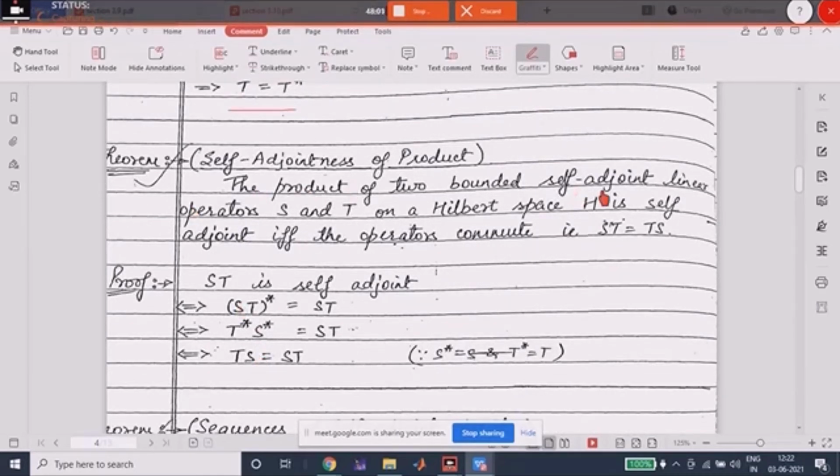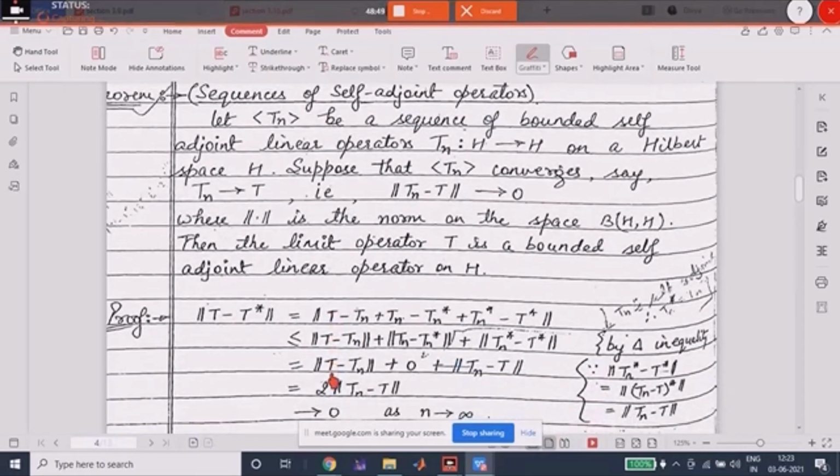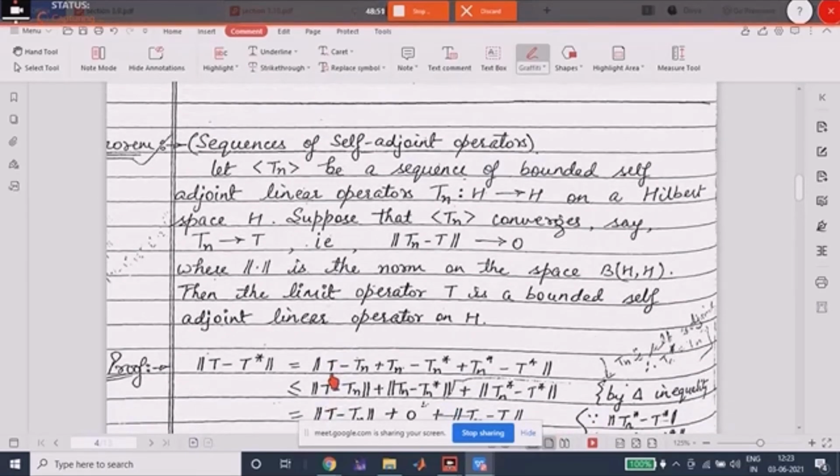Next we have a theorem, which is self-adjointness of a product. That means if S and T are two bounded self-adjoint linear operators, then the product is self-adjoint if and only if the operators commute, that is, ST equals TS. Just like matrix multiplication, (ST)* would be equal to T* S*, and since these are self-adjoint, it equals TS.